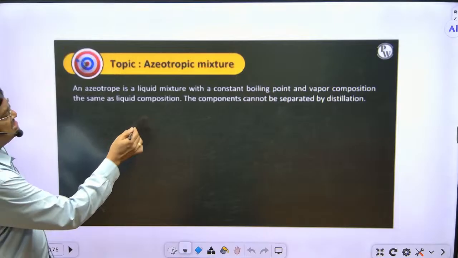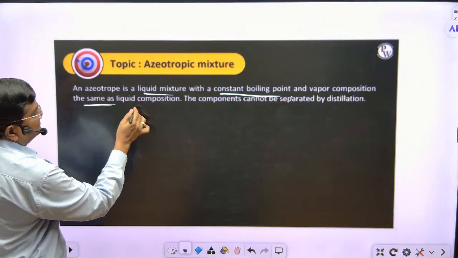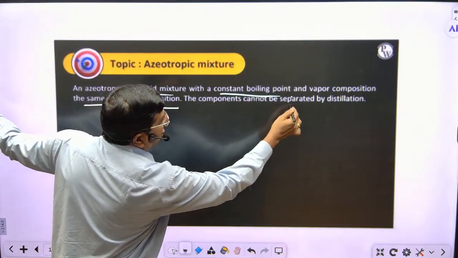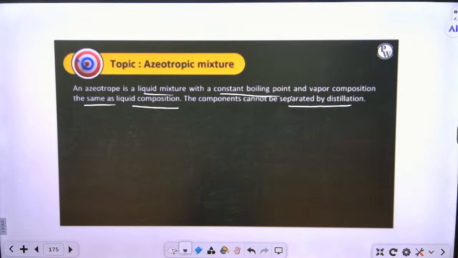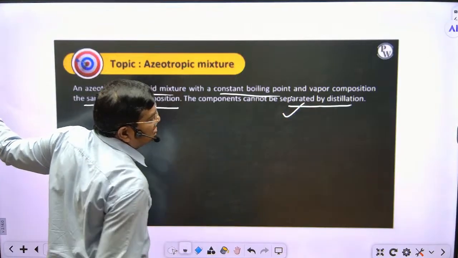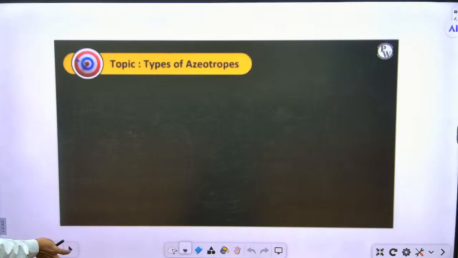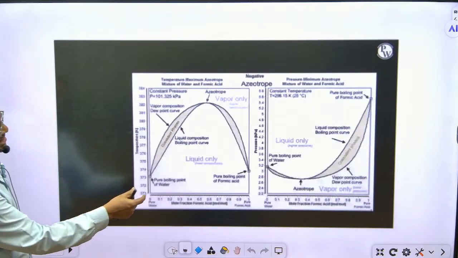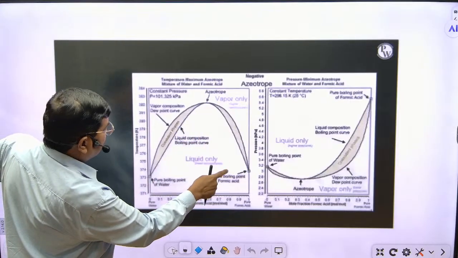It is a liquid mixture having constant boiling point, and vapor composition is the same as that of liquid composition. The components cannot be separated by distillation. For this reason, an azeotropic mixture has constant boiling point, so we cannot separate them by distillation itself. The same thing we discussed now. And see the next point, types of azeotrope. This is the graph you can see.